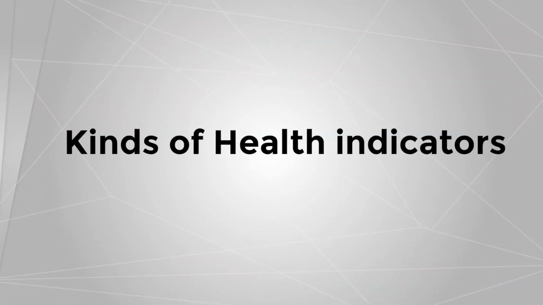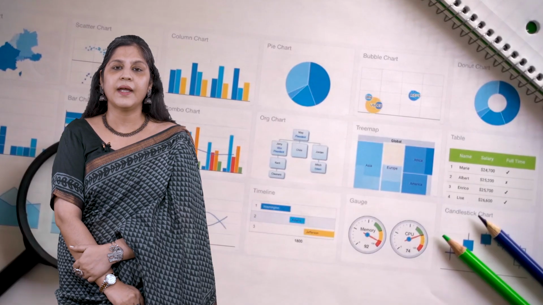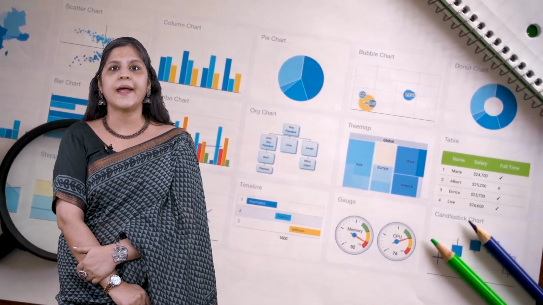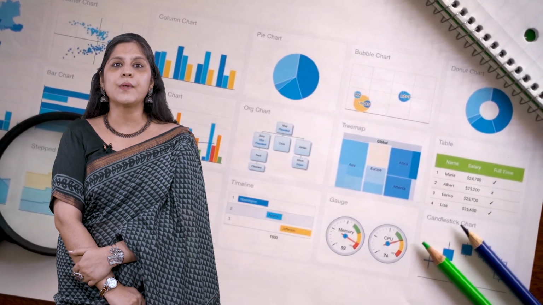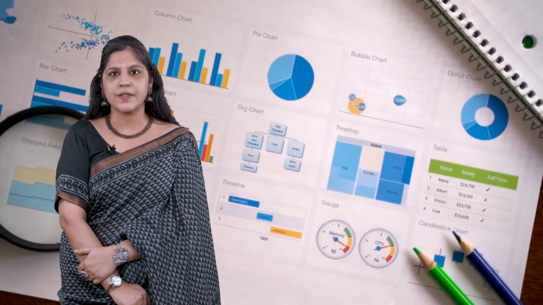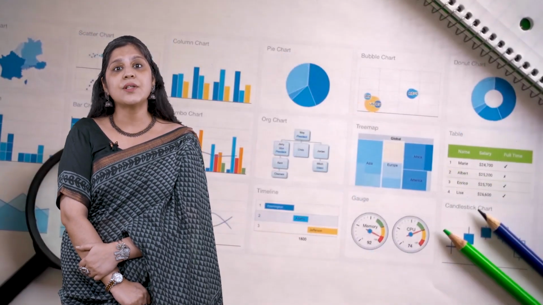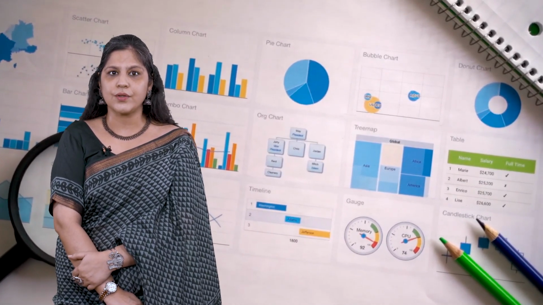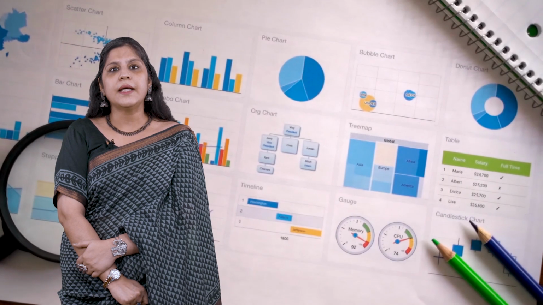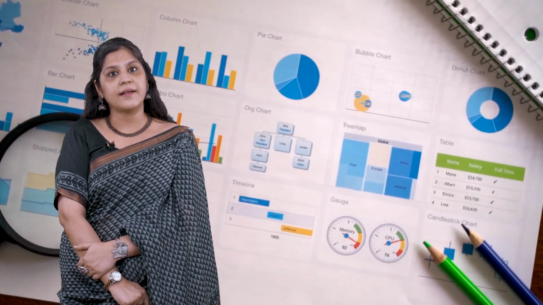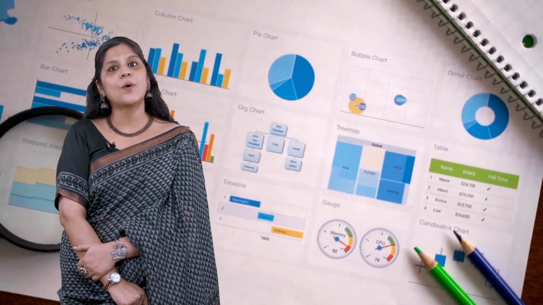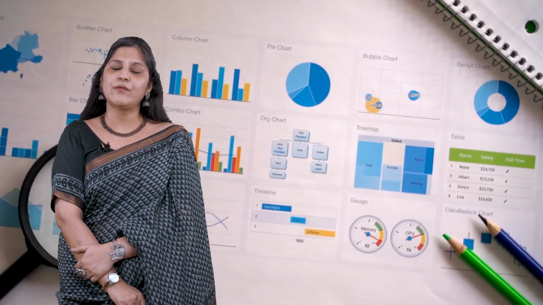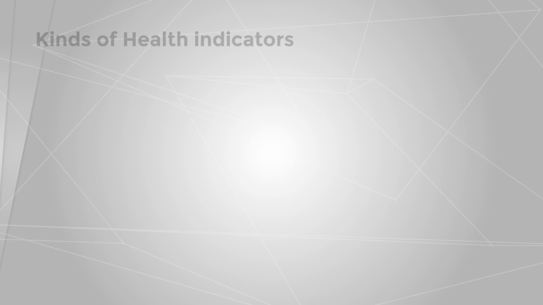The kinds of health indicators. Health indicators are metrics used to assess and monitor the health status of individuals, populations, or health systems. They provide essential data for health planning, policy making, and evaluation. There are various types of health indicators categorized based on different aspects of health and healthcare. Some of the following are the main types.